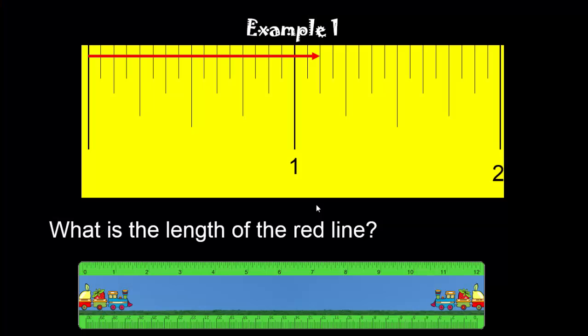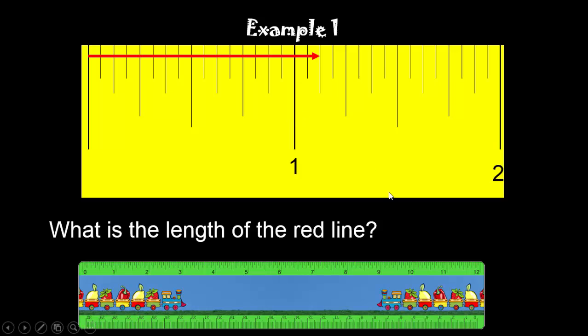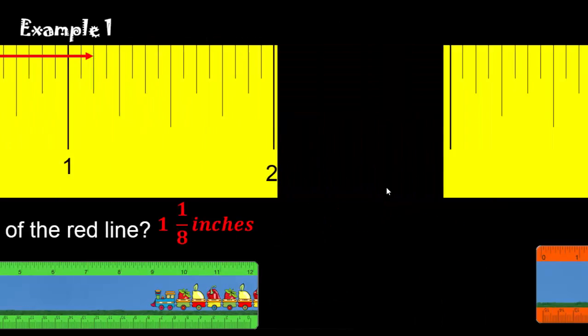Reviewing what we just did, but on a much clearer ruler, we see that the red line stops at an eighth, because this is a 16th, and this is 1. So here's our whole, here's our 16th, here's our eighth. So we have 1 plus 1/8, which is the same thing as 1 1/8 inches.